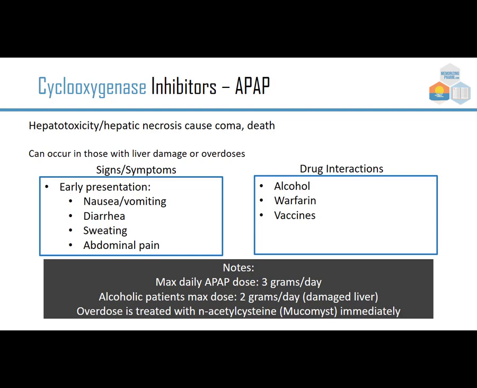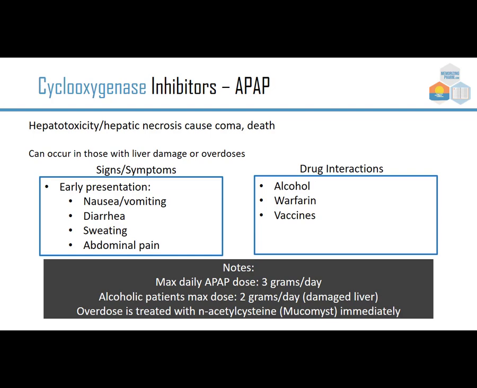With acetaminophen, we worry about hepatotoxicity, hepatic necrosis, which can cause coma or death, so liver damage. These can occur with those with liver damage or overdoses. Signs and symptoms in the early presentation would be nausea and vomiting, diarrhea, sweating, abdominal pain. Drug interactions include alcohol, warfarin, and vaccines.